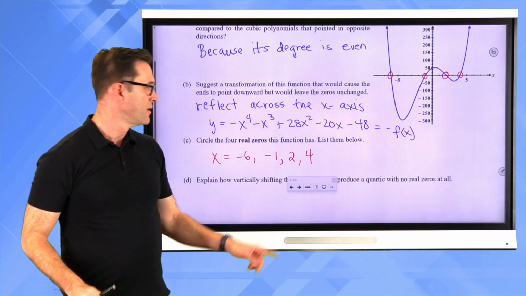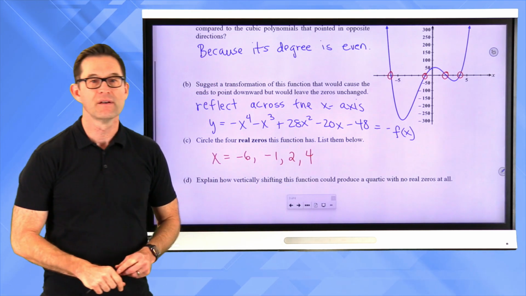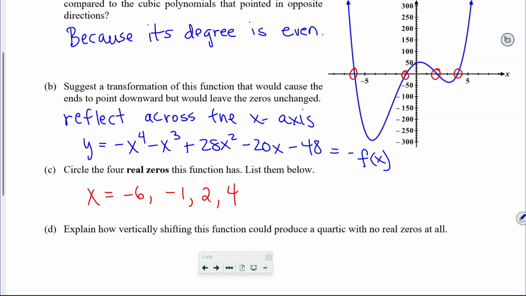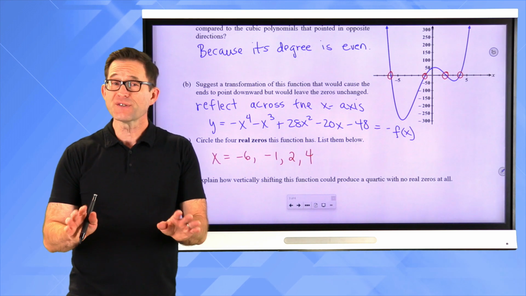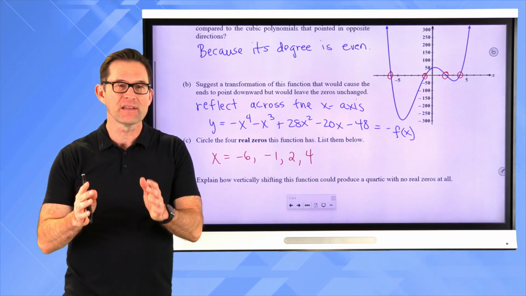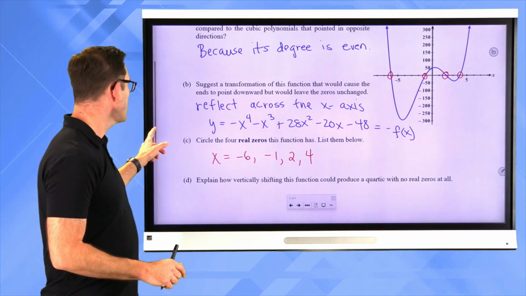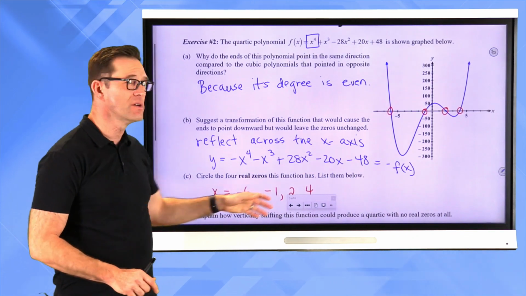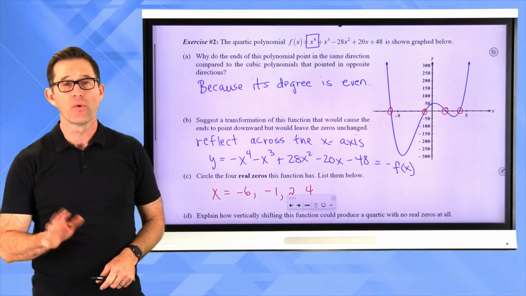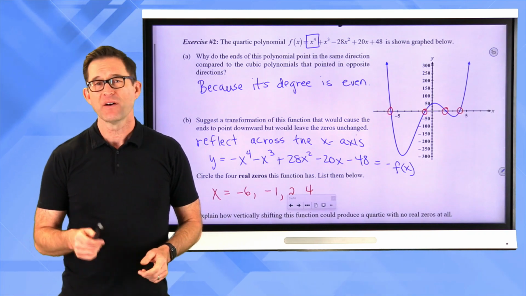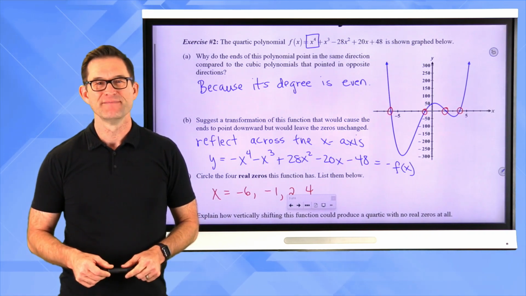Awesome. Let's take a look at one last little piece. Letter D. Explain how vertically shifting this function can produce a quartic with no real zeros at all. So remember, we just saw a cubic has to have at least one real zero, but I claim that you could just vertically shift this thing and have no real zeros at all. Pause the video now and think about that a bit.